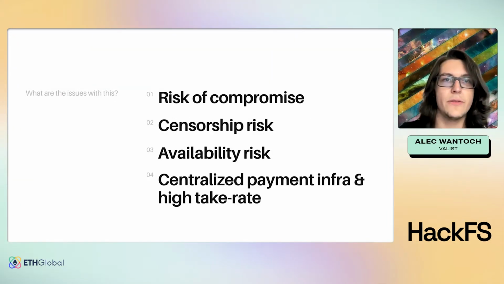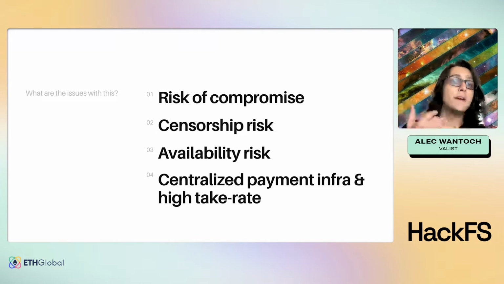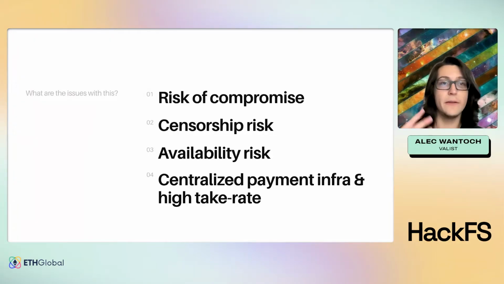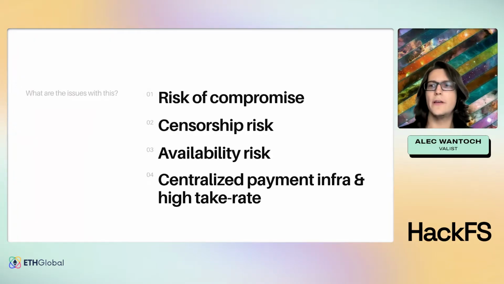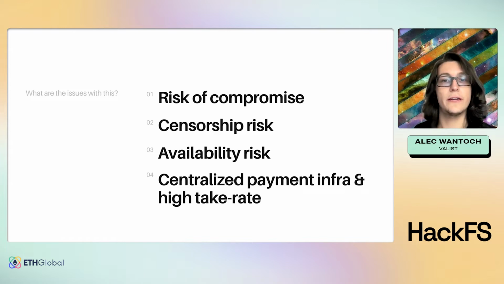Some of the issues with Web2 distribution are ones we're all familiar with Web3 solving: risk of compromise, censorship risk, and availability risk. These are all common things. For example, you can have a secure messenger, but if you can't actually deliver it when you need to, how's it going to be helpful? So Web3 native ways to distribute software can actually enable these awesome use cases.